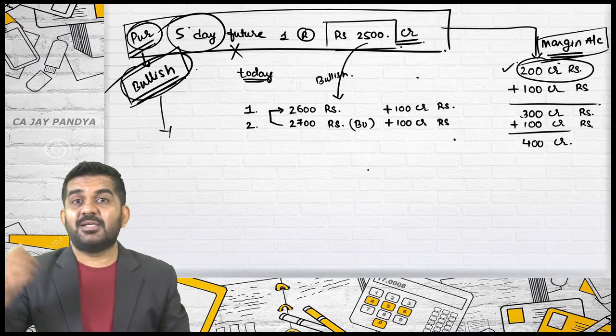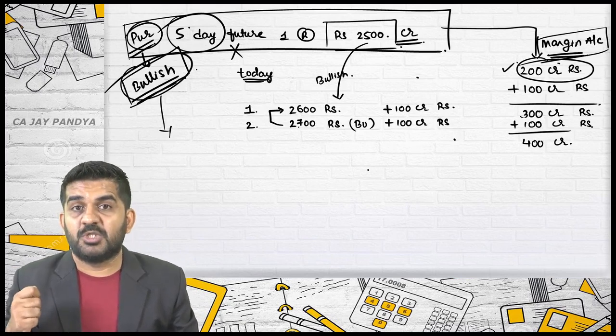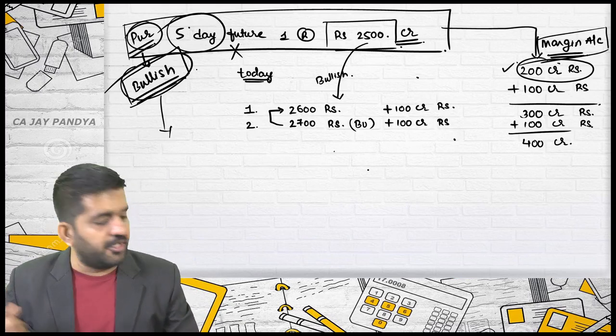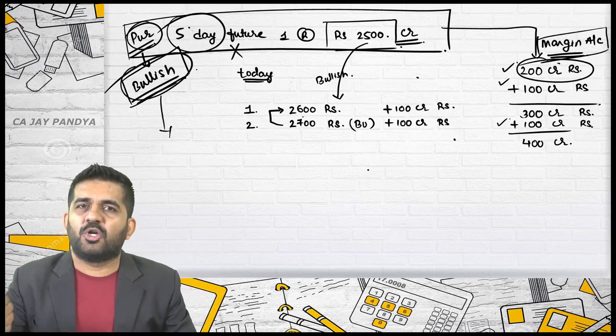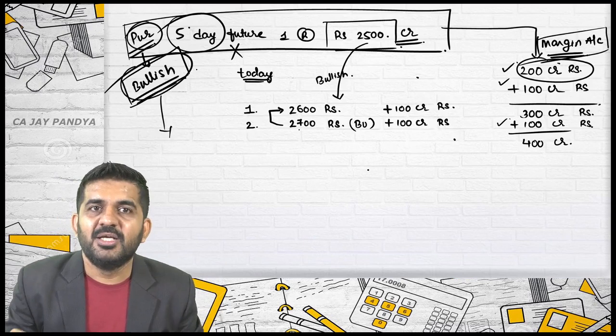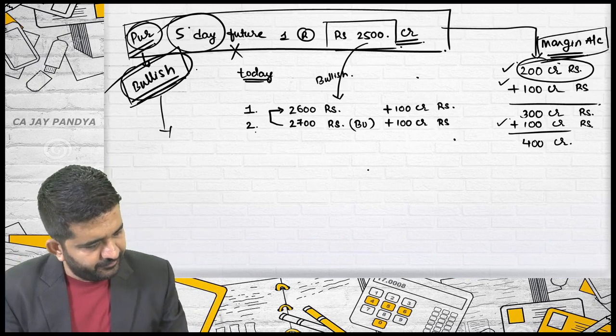You will say to me, sir, I have contracted at 2,500. The price is 2,700. I should be getting 200 crore rupees. You are getting 200 crore rupees. But 100 crore rupees you have got on the first day and 100 crore rupees you have got on the second day. Got it? Third day.